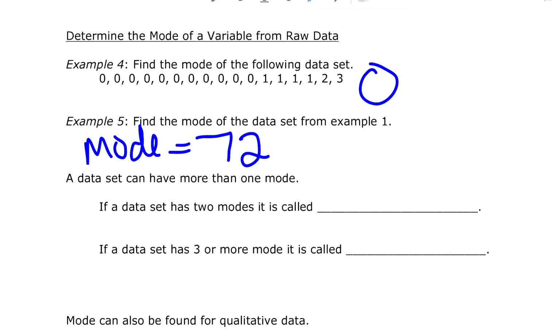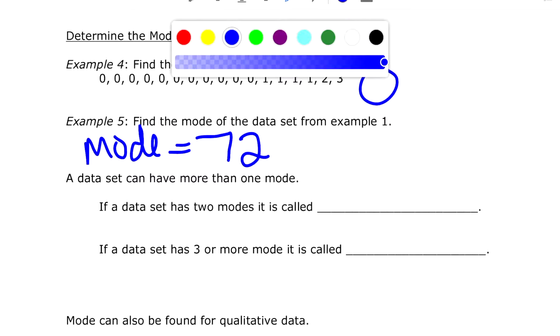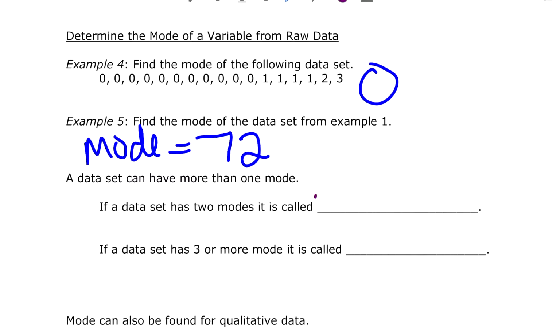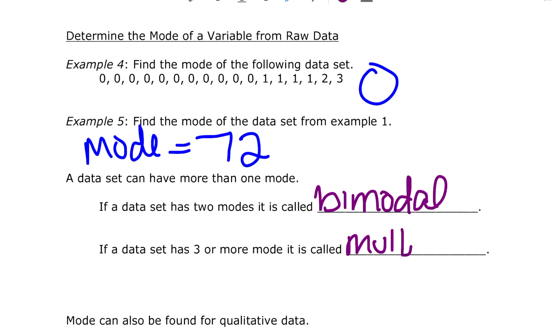That's just an example. Okay, so if you have 2 modes, then your data set is called bimodal. Bi means 2, and then mode. If your data set has 3 or more modes, then we call that multimodal.